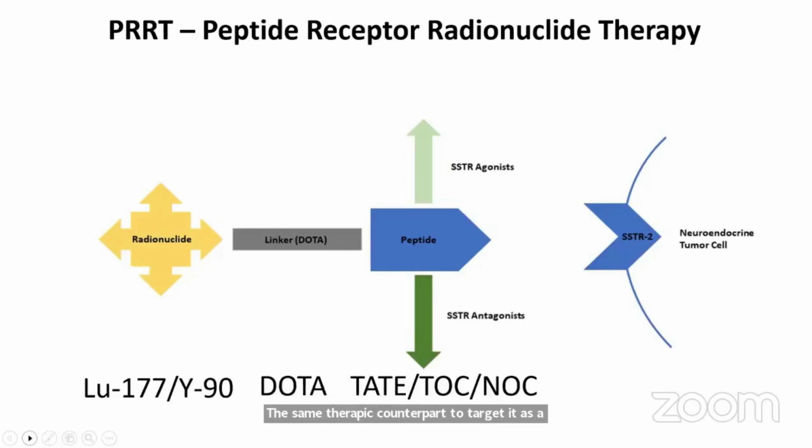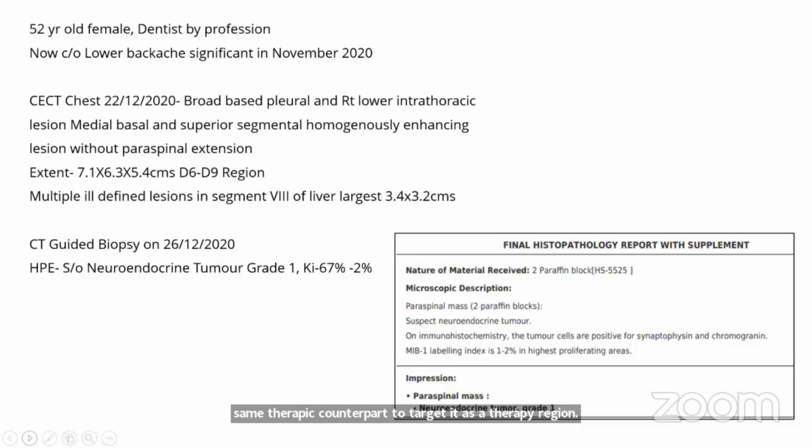Next slide, please. So I'll end my talk with this last case where we have a 52-year-old female who complained of low backache. The patient had a broad-based pleural and right lower intrathoracic lesion and multiple ill-defined lesions in segment 8 of the liver. CT-guided biopsy was suggestive of a neuroendocrine tumor grade 1. It was a paraspinal mass, MIB index of 1 to 2%.